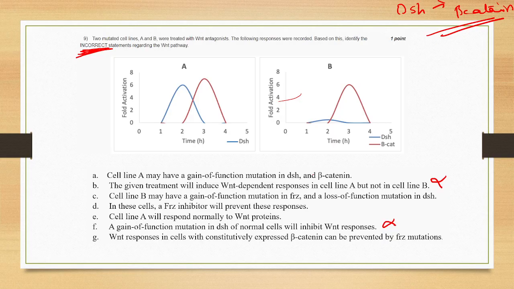Okay. Now you see, this is also an incorrect statement. In these cells, frizzled inhibitor will prevent these responses. Why? See, ultimately, whatever mutation has taken place, that mutation has led to an increase in beta catenin levels in both the cases. So no matter whether frizzled is mutated or not, your beta catenin levels are up there because of this mutation. So this is also according to the statement. I think because of this reason only, this is a wrong statement, because frizzled inhibitor will not prevent the response, because this mutation has anyways led to the activation of beta catenin.